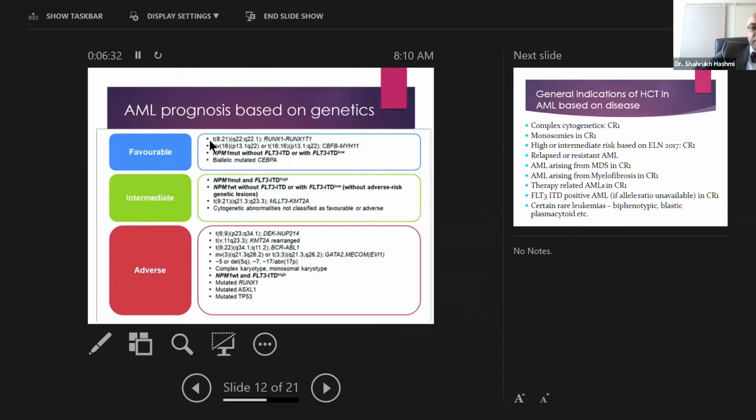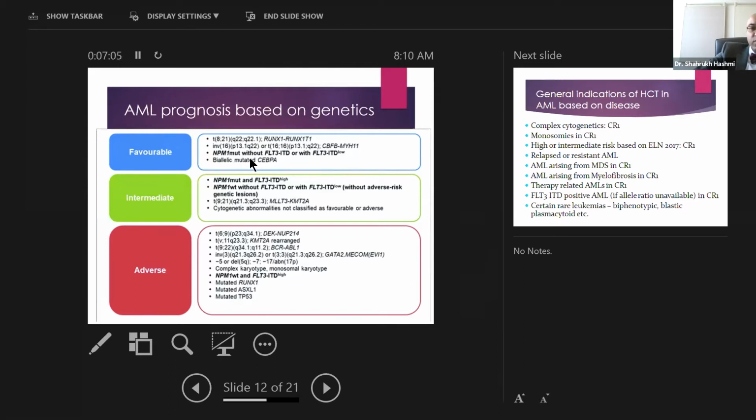Now, favorable is the only group in 2020, which actually in CR1, in selected cases, you can just do consolidation chemotherapy, and you not necessarily need to refer for transplantation. But should you refer all AMLs for transplantation if all of the factors besides genetics of the cancer are met, like young age or middle age, as well as financial suitability and their excellent baseline health? The answer is yes, because they need HLA typing.